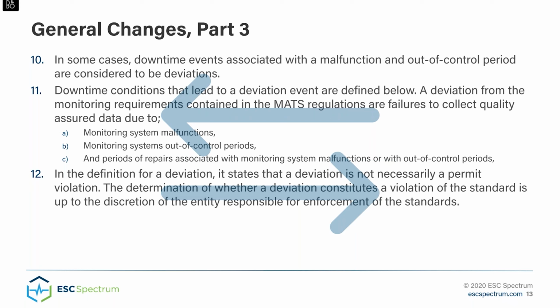One other area that's really going to be an important change is the reporting of downtime. This went into effect when the Federal Register came out on September 9th, and downtime events associated with malfunctions and out of control periods can be considered to be deviations. A deviation from the monitoring requirements contained in the MATS regulations is a failure to collect quality assured data due to either a monitoring system malfunction, a monitoring system out of control period, or any periods of repairs associated with the monitoring system malfunction and out of control period.